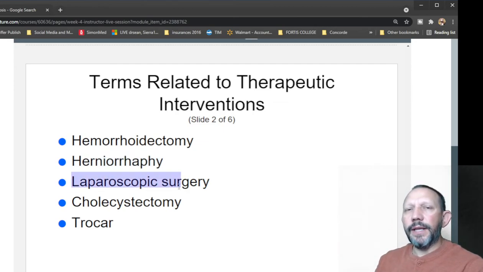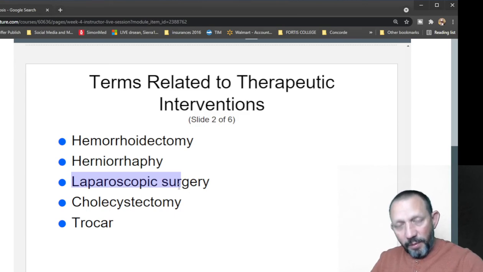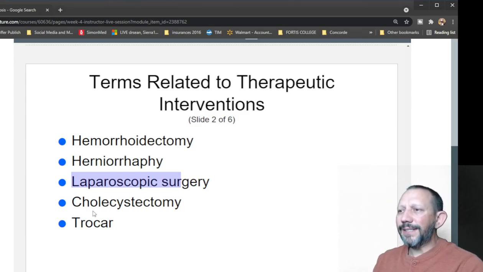Laparoscopic surgery. Lay you on your back, looking through the belly, usually from the bottom and going up. Cholecystectomy. They take out your gallbladder. Cystectomy. Ectomy: ecto, to take out, to cut out.